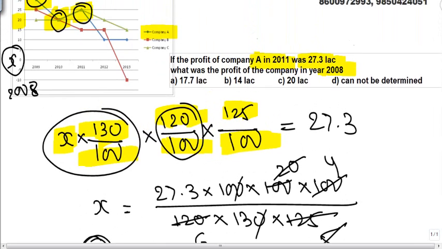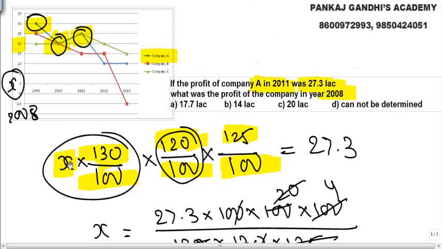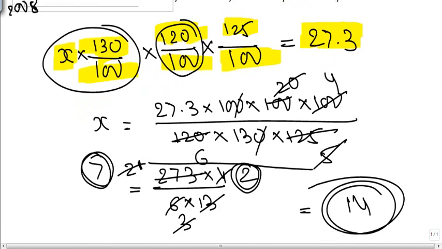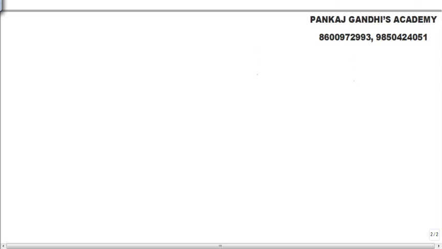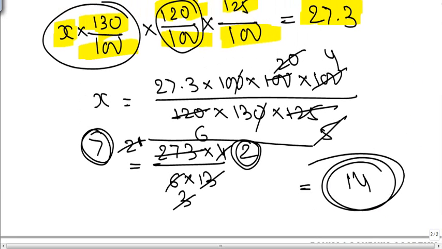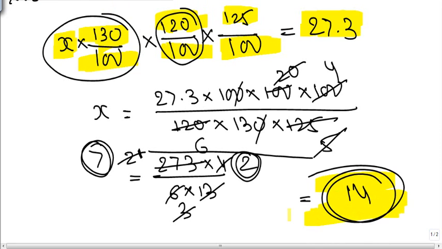9 to 10, sorry. 2008 if it was X, 2009 increased by 30%. This value increased by 20%. This value increased by 25%. Given 27.3. Calculations I do not need to teach you. So what is being given here is, the answer is going to be 14 lakh.